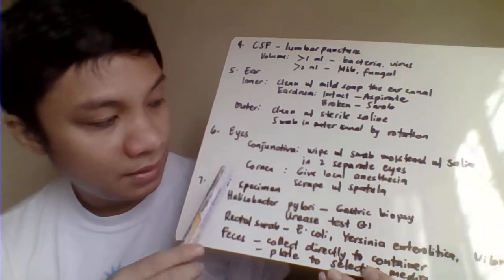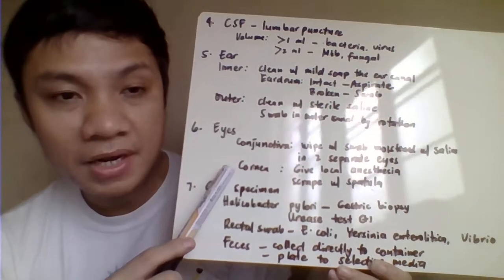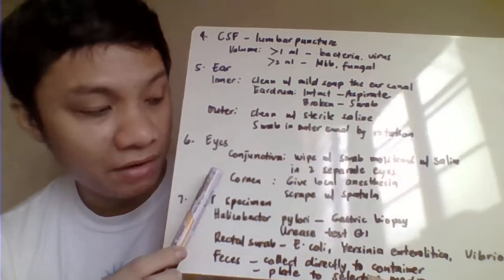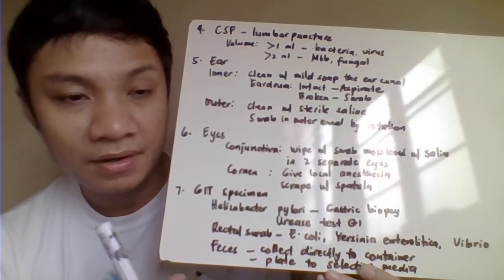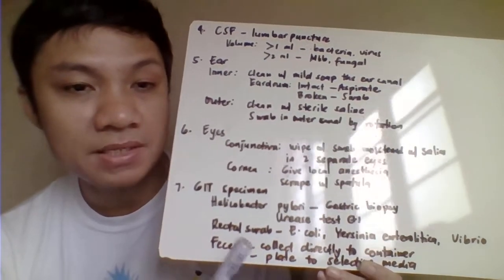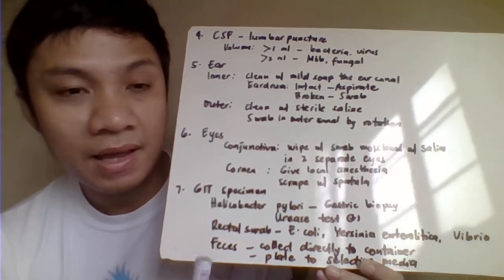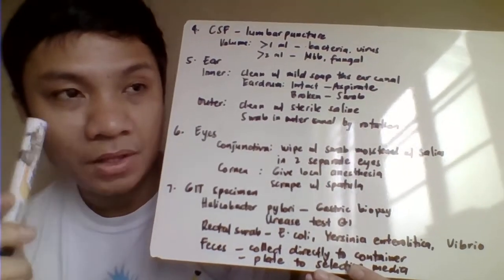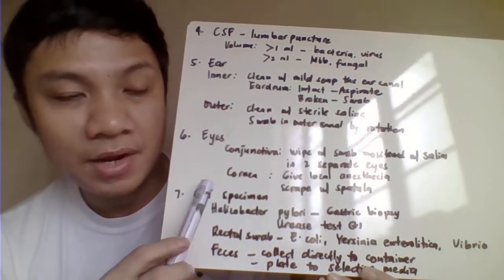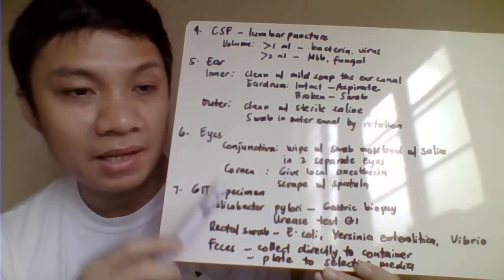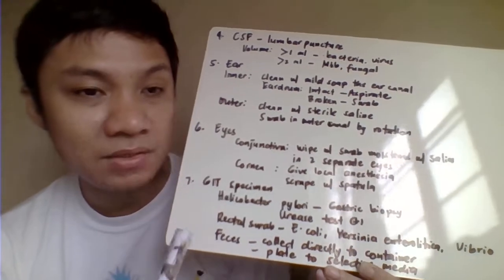Okay, then for the cornea, on the other hand, this is medyo invasive, that's why you need to give local anesthesia to the patient to lessen the pain. Okay, and then try to collect the corneal scrapings. This is a scraping. Try to collect the scrapings here by scraping it with your spatula.